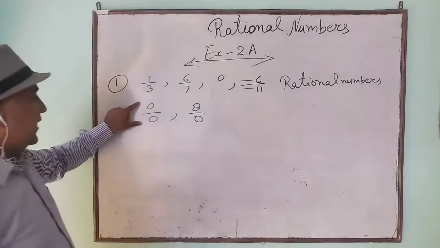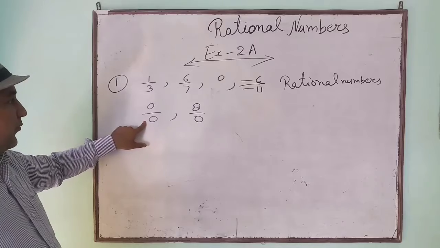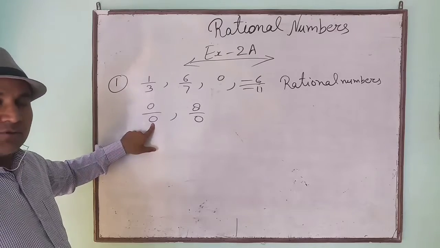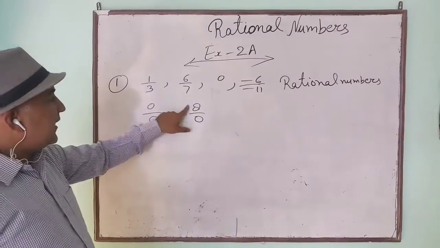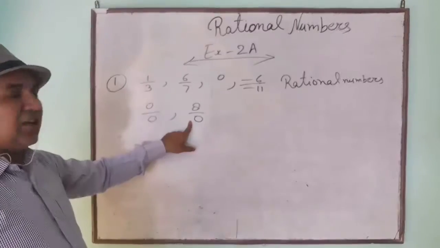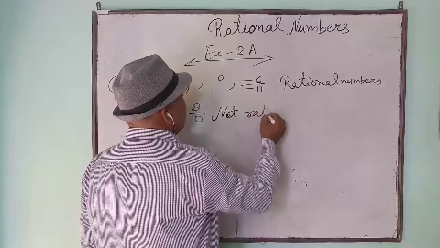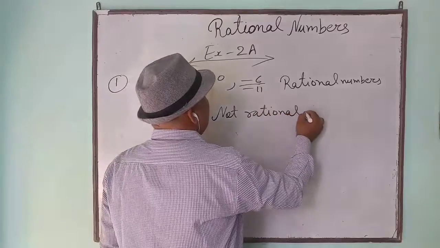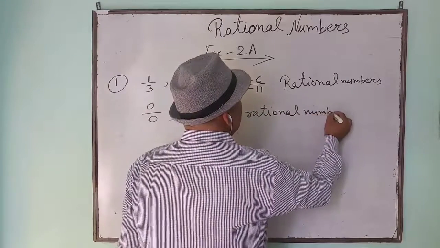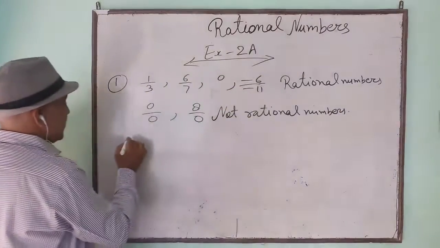Okay, and now see here 0/0. Here the denominator is 0. So this is not a rational number. Here 8/0. Again the denominator is 0. So these numbers are not rational numbers. Okay, understood? This is the first question.